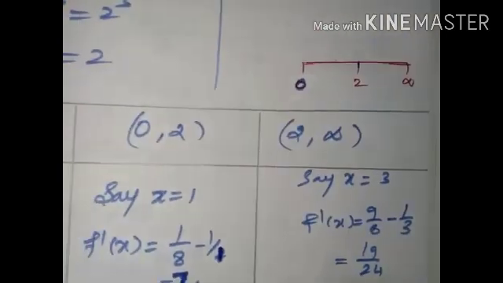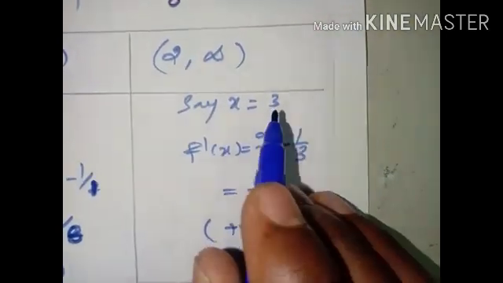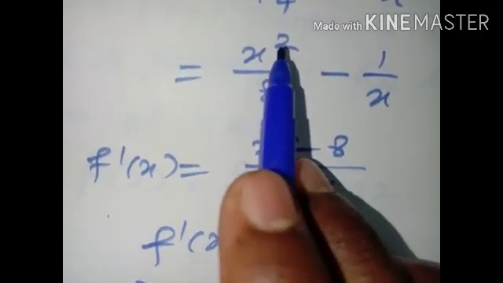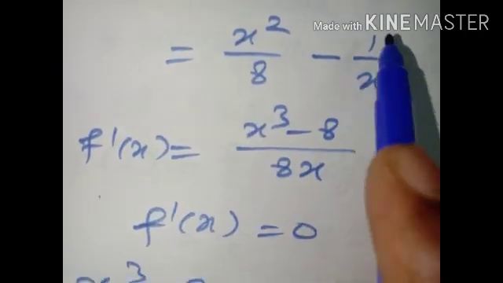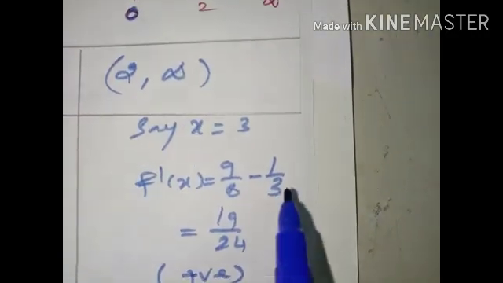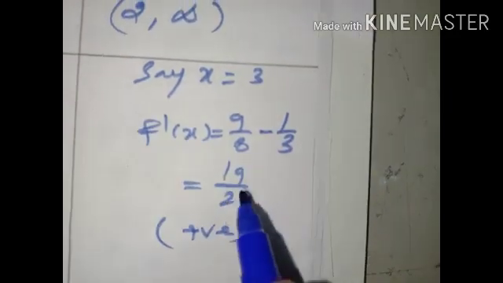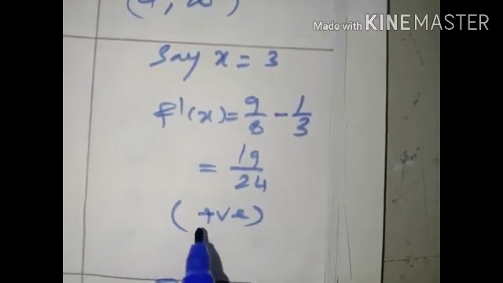Substitute x = 3 in f'(x): x squared means 3 squared is 9, so 9 divided by 8 minus 1 divided by 3. Simplify: the value 19 divided by 24 is positive.